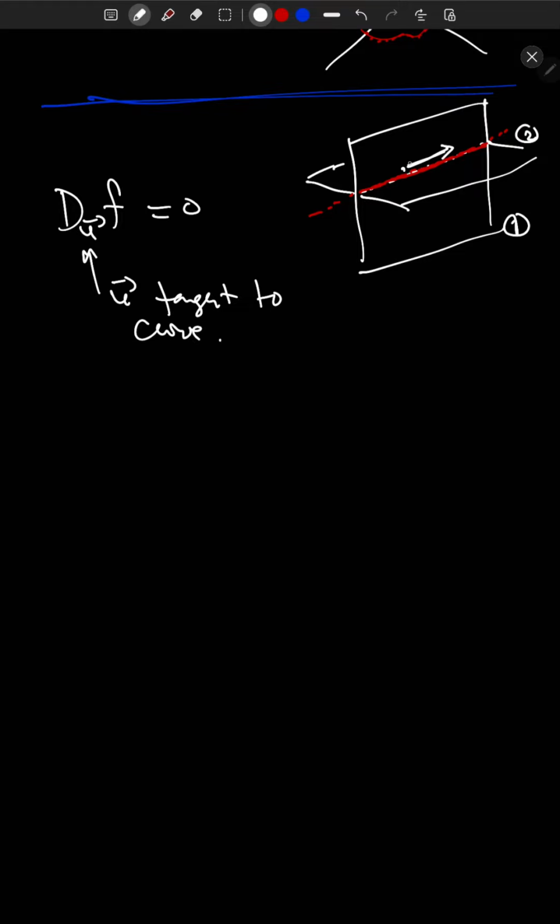Okay. All right. Well, let's look at these 2 conditions, or these 2 constraints.